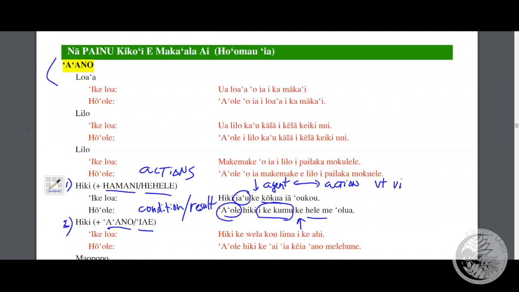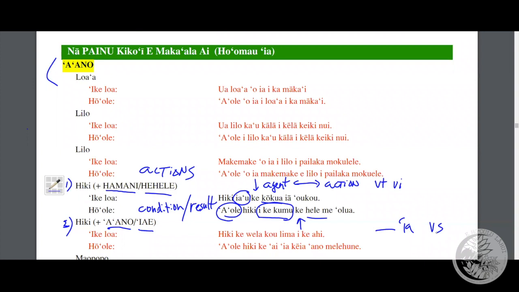So commonly, painu-wise, we will notice that the painu will either be some kind of action that has ia, yeah, that's the passive voice. Hele obviously is a VI, so it cannot be used in this way, but the word ai or ia can be, to not to eat, but to be eaten. And the second kind of painu is the so-called stative verb, the ano that we come to use.